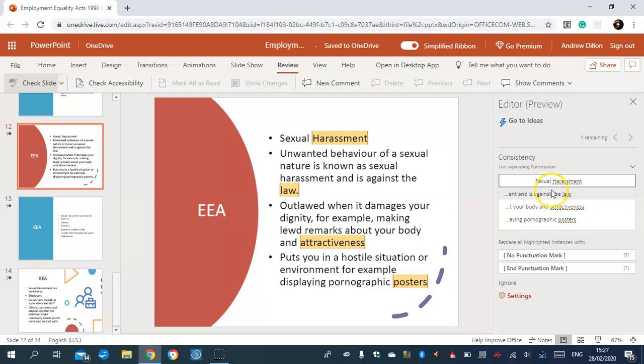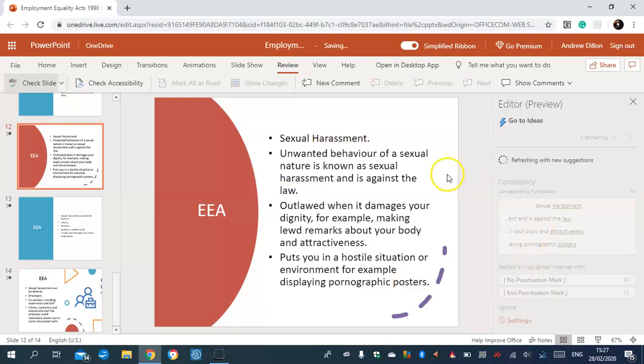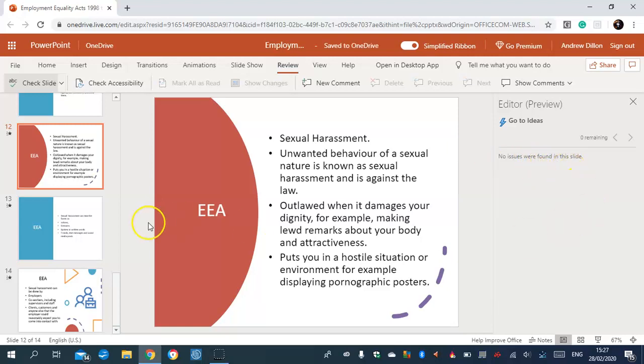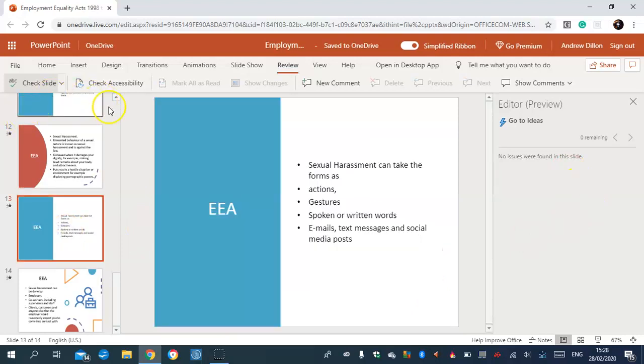Oh, this is an error here. I'm going to add the punctuation mark and see if the problem is solved. Yeah, now no issues are found in the slide. So that's an example. That's how you solve errors and problems when you check slides.